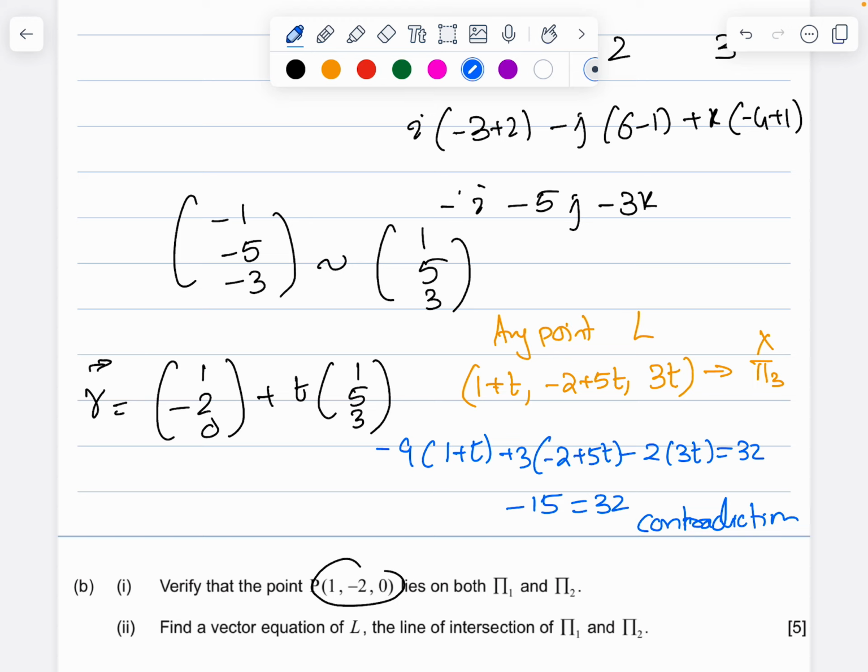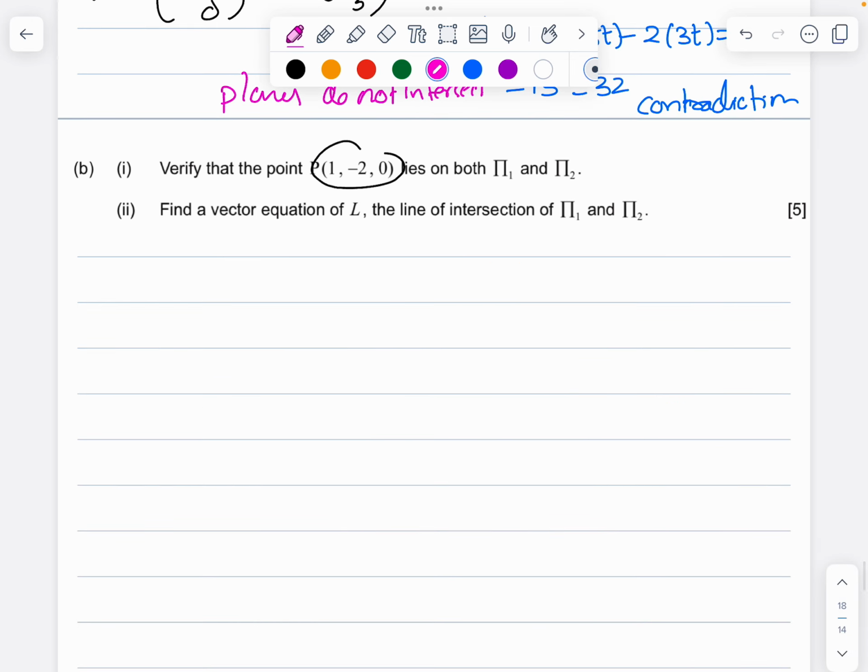So planes do not intersect. Verify this point lies in pi 1 and pi 2. So what am I going to do? Plug in this point in pi 1. 2 plus 2 plus 0 equals 4. Yes. Plug in pi 2. 1 plus 4 plus 0 equals 5. Yes.